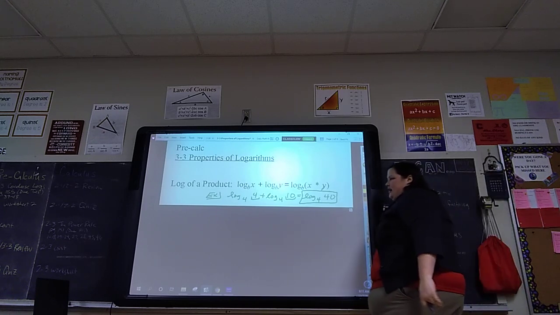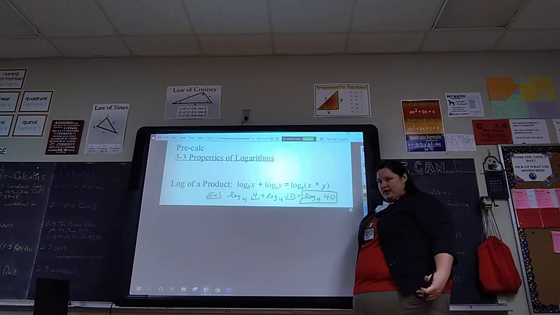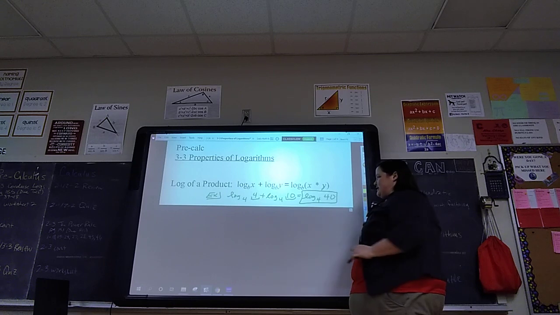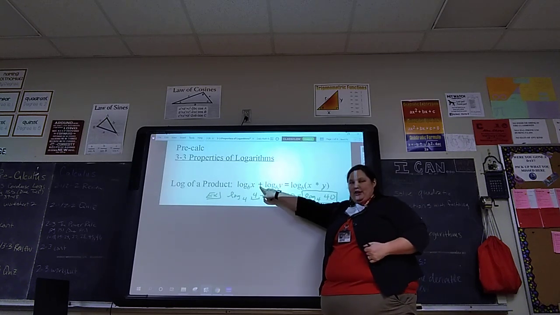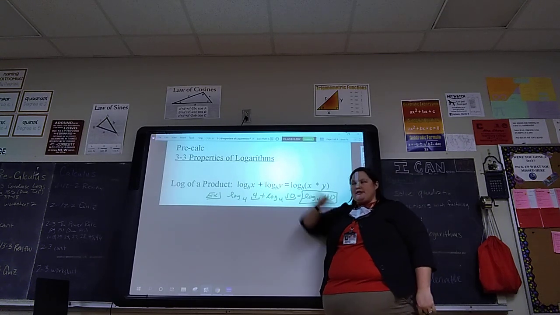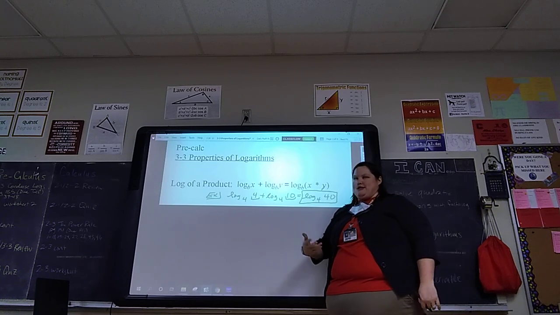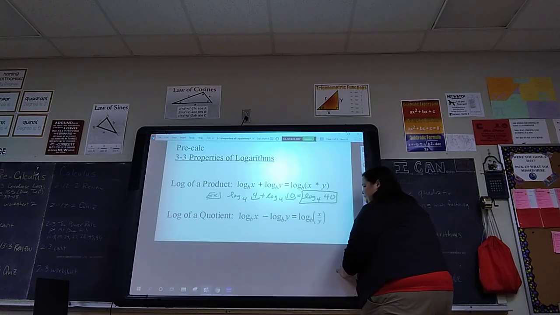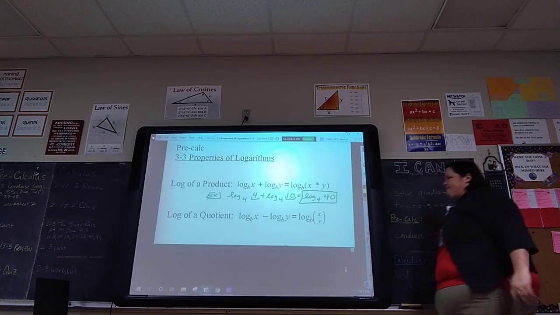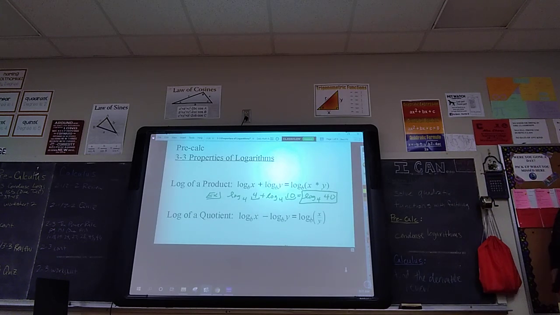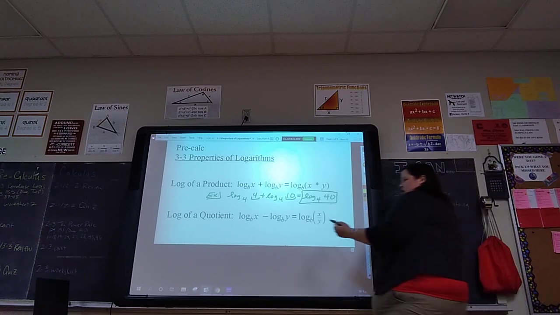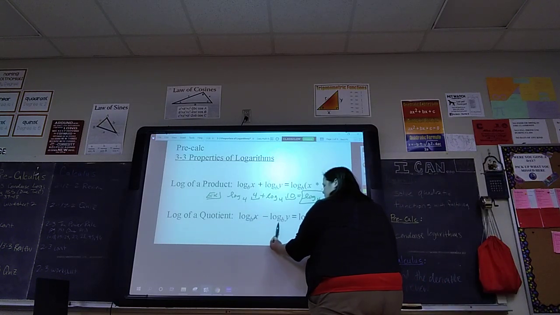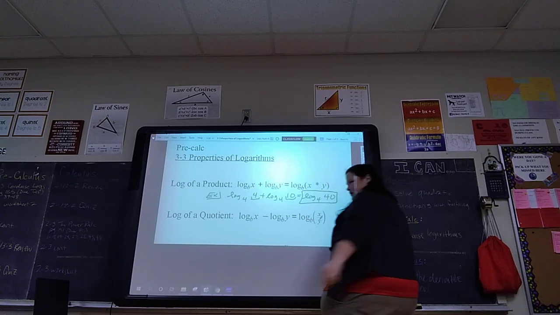Then our second one is called the log of a quotient. Essentially, instead of adding your two logs together, you're subtracting the two logs, and what that translates to is division. Again, you have the same base. This only works if they are the same base, and if they're being subtracted, what we can do is divide the symbols with the log.